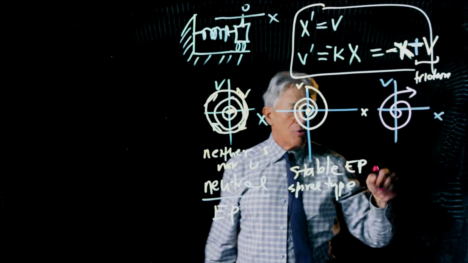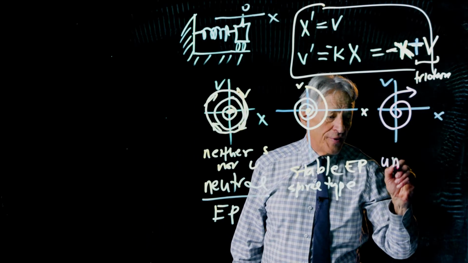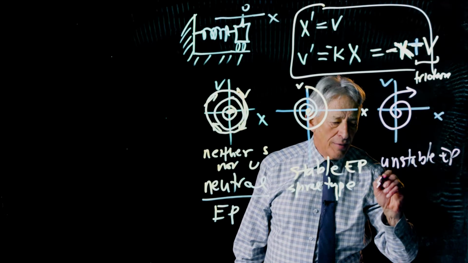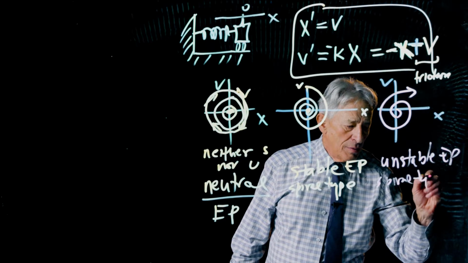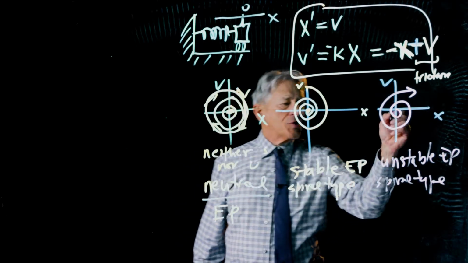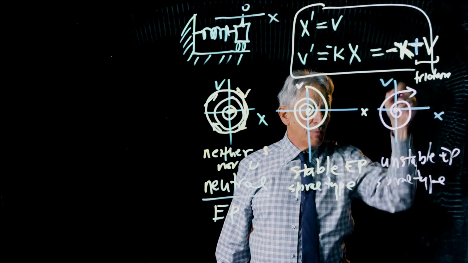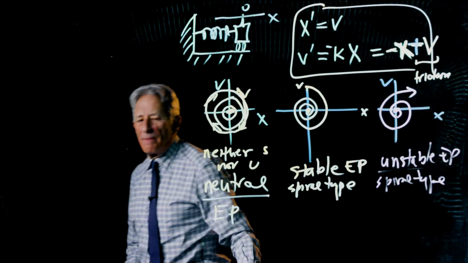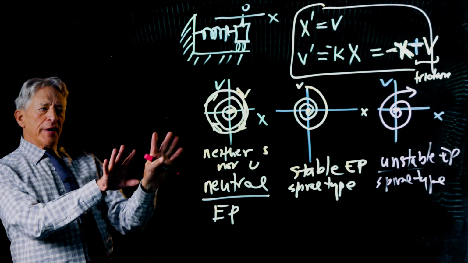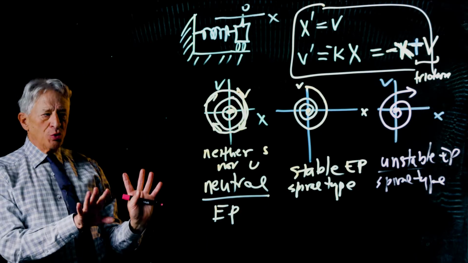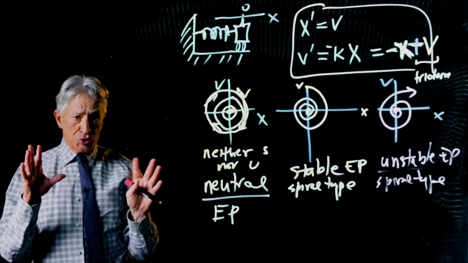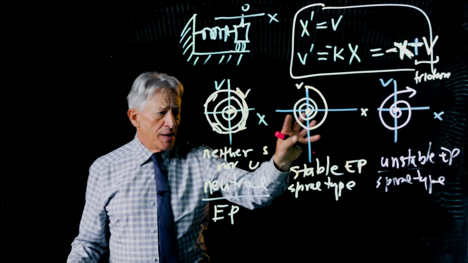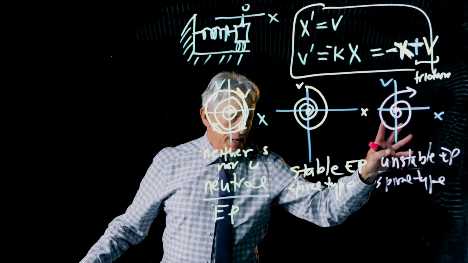It's going to spiral out, and this is therefore an unstable EP, again of spiral type. A small perturbation off the equilibrium point goes far away, so it's unstable. And so now we have these three new equilibrium points in true 2D: the neutral, the stable spiral, and the unstable spiral.